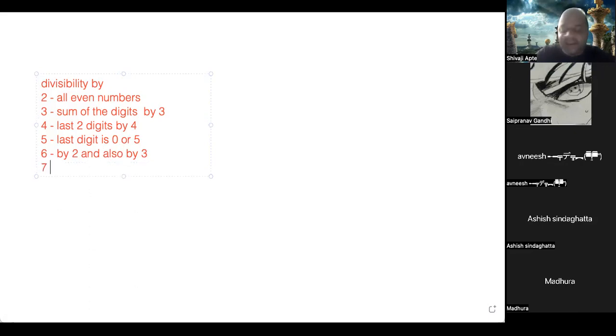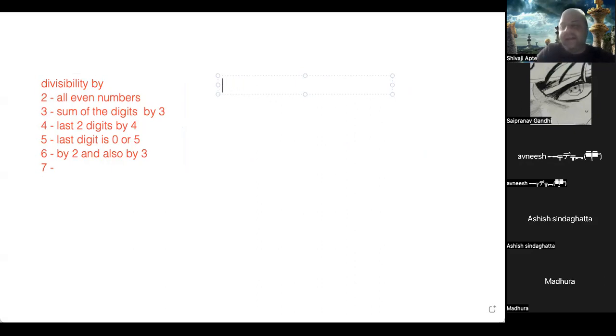Now coming to 7, do you know what is the divisibility rule for 7? No, sir. No, you can't, right? So there is a solution for any number to be divisible by 7. Okay, there is a formula. So I'll tell you what the formula is.